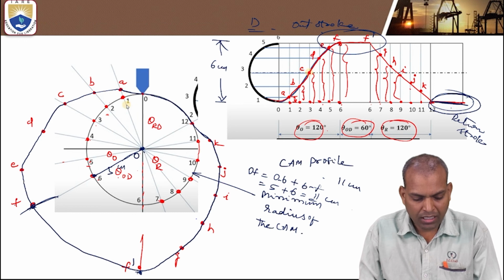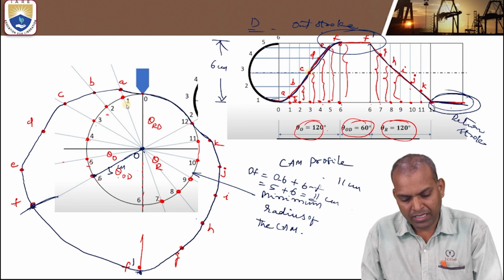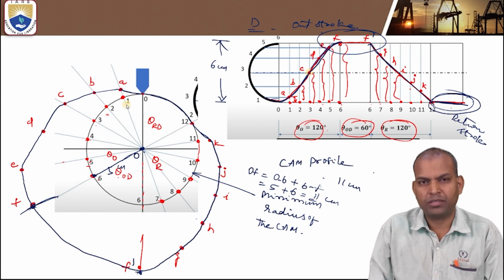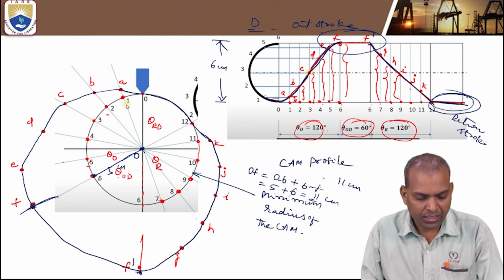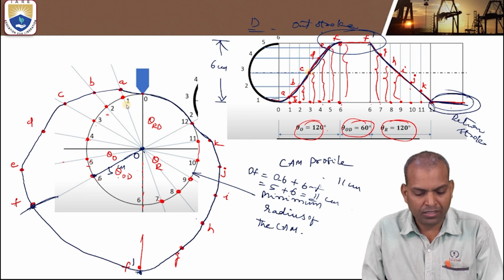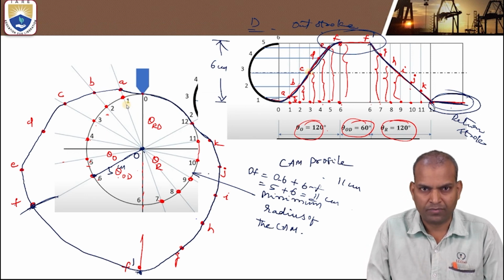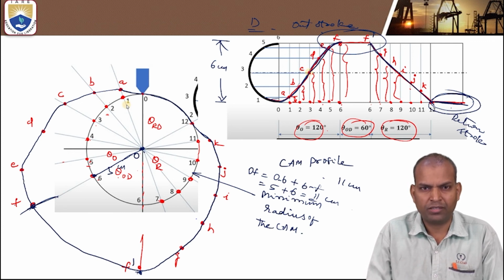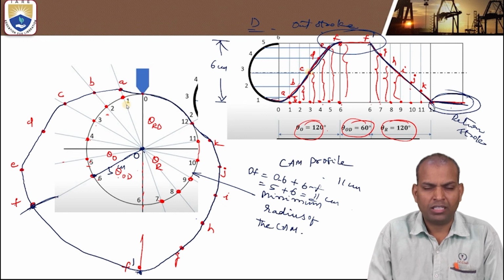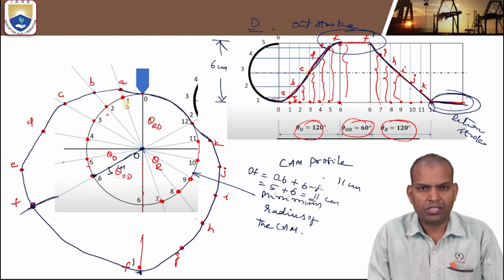The portion of the curve traced here is a straight line. We can see by naked eye, by visual inspection, what type of displacement curve it is. If it is a straight line, you can understand it is the uniform velocity curve. If some curvature is there, that is the SHM curve. So by practice, by visual inspection, you can find out whether the displacement curve is an SHM curve or a uniform velocity curve.